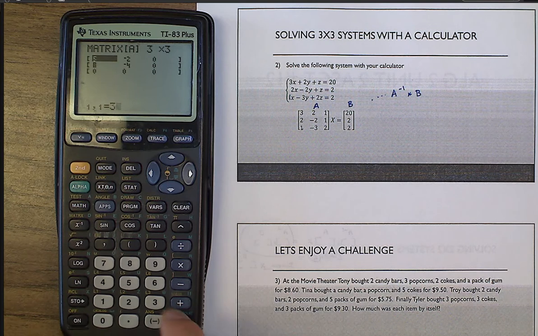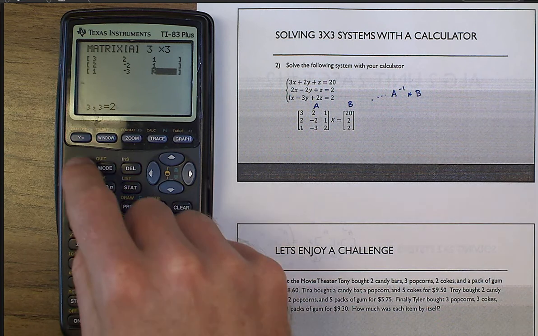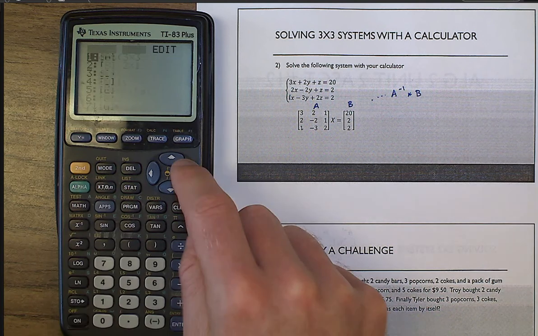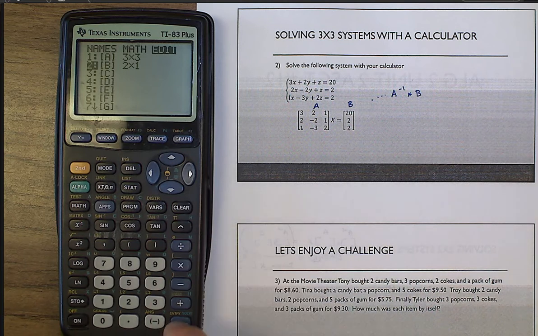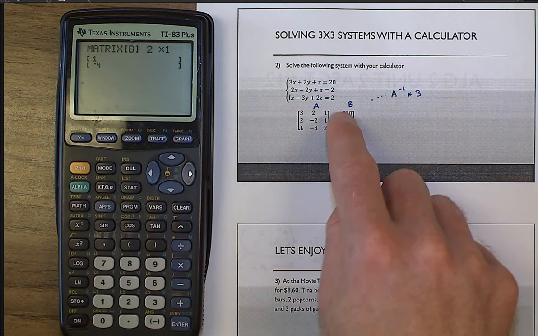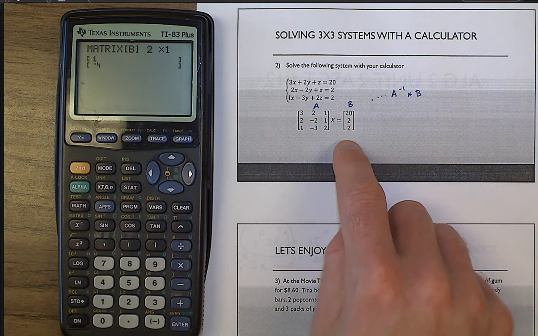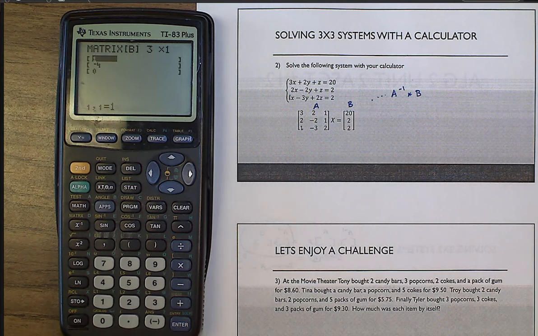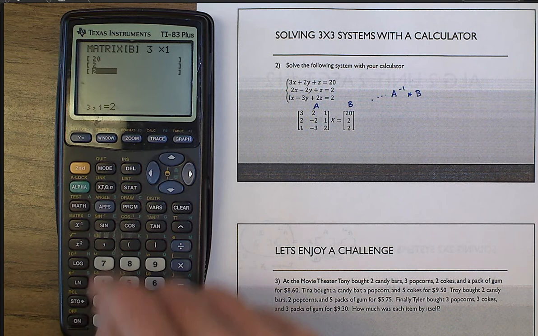3, 2, 1, 2, -2, 1, 1, -3, and 2. And just double check. You can look over just to double check. Make sure you put them in right. I'm good. I'm going to go back to second matrix. I'm going to edit matrix B. Matrix B is 3 rows by 1 column, so 3 by 1. And I have 20, 2, and 2. I'm going to hit second quit.